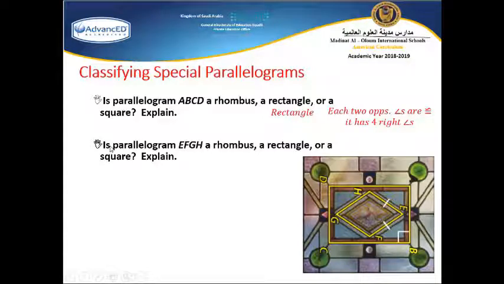The second question. Is the parallelogram EFGH a rhombus, rectangle, or square? Since here in the given we have 2 congruent sides and this is a parallelogram, then each two opposite sides are congruent. Then we have 4 congruent sides in the parallelogram EFGH. Then this parallelogram is a rhombus.